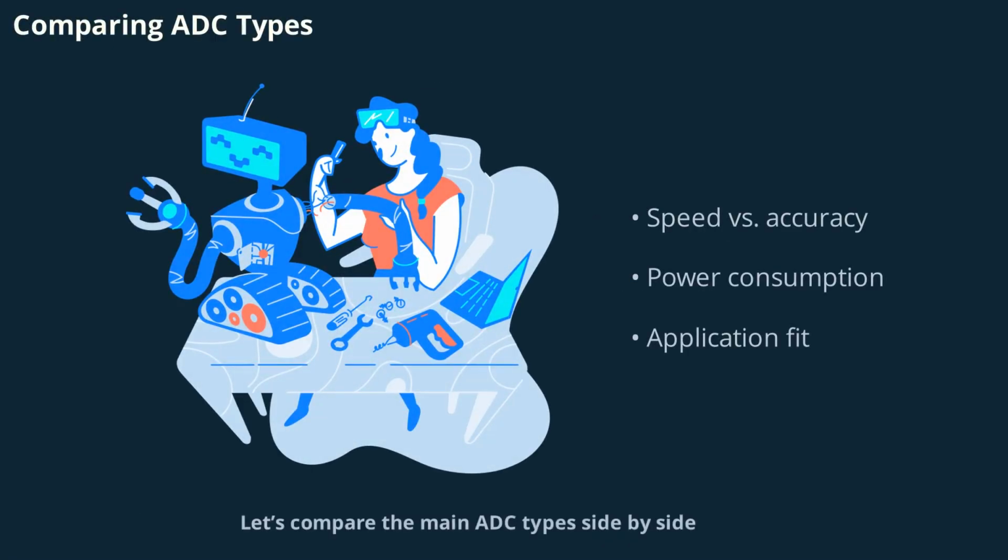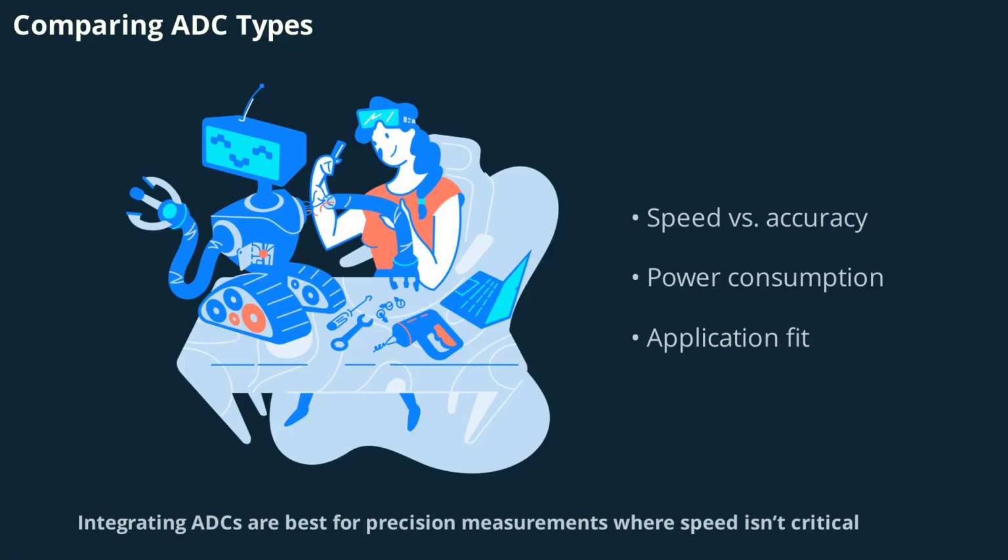Let's compare the main ADC types side by side. Flash ADCs are the fastest but use the most power. SAR ADCs are a good all-rounder, balancing speed and efficiency. Sigma Delta ADCs offer the highest resolution for low-frequency signals, while pipeline ADCs are great for high-speed, moderate accuracy needs. Integrating ADCs are best for precision measurements where speed isn't critical. Each type has its place, depending on your application.